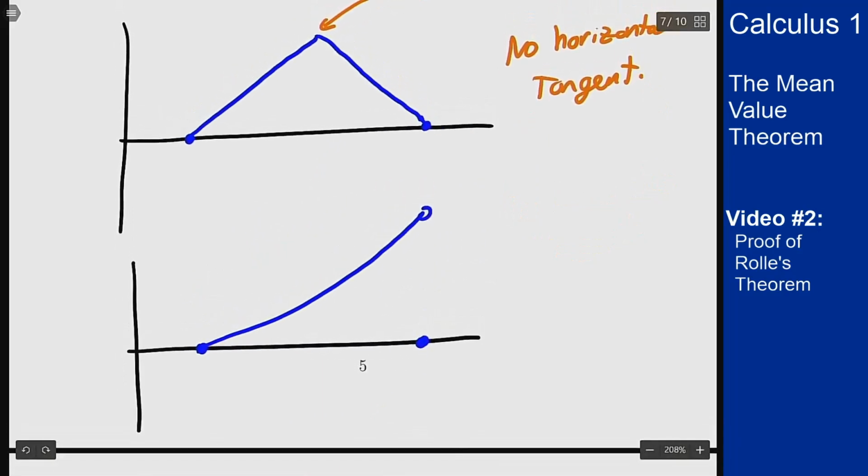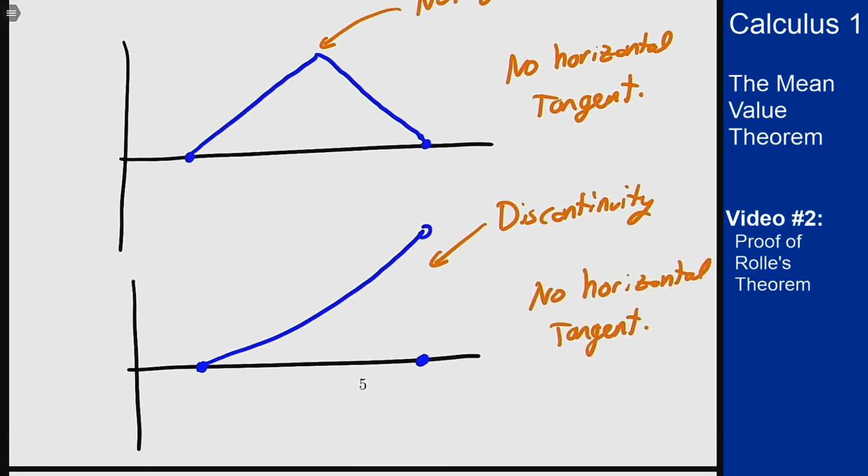The last example works sort of the same way. Again, there was a discontinuity here. So again, I don't get a horizontal tangent. There's the idea of how Rolle's theorem works, as well as what you have to be careful about when you're trying to apply the theorem, to make sure you're in the right situation where you can actually apply it to get the right conclusion out of this theorem.